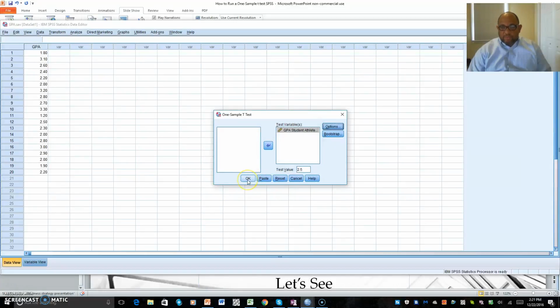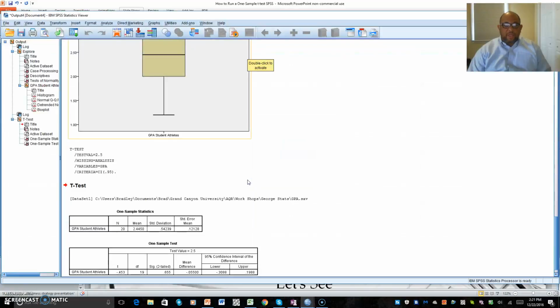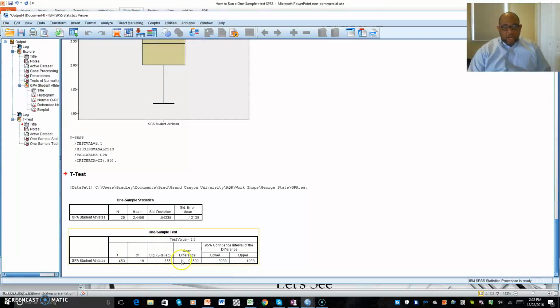So let's analyze this information. As we can see, the GPA for student athletes, you have 20 and it's small, and the mean GPA is 2.445. Standard deviation is 0.54. And as you can see, this number right here, this is the sample mean here. The information below, the t-value is negative. It's negative because it's less than 2.5.